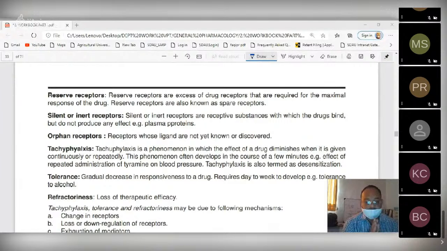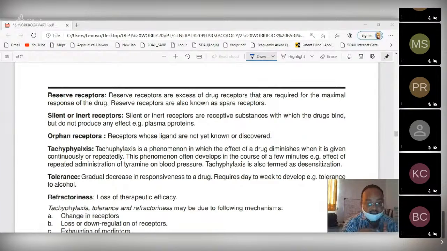Now, silent or inert receptors. Silent or inert receptors are receptive substances to which the drug binds but does not produce any effect. Example is the plasma protein. Plasma proteins are also known as silent receptors. Why? Because the drug binds with plasma protein but is not able to produce any pharmacological effect. It remains pharmacologically inactive.